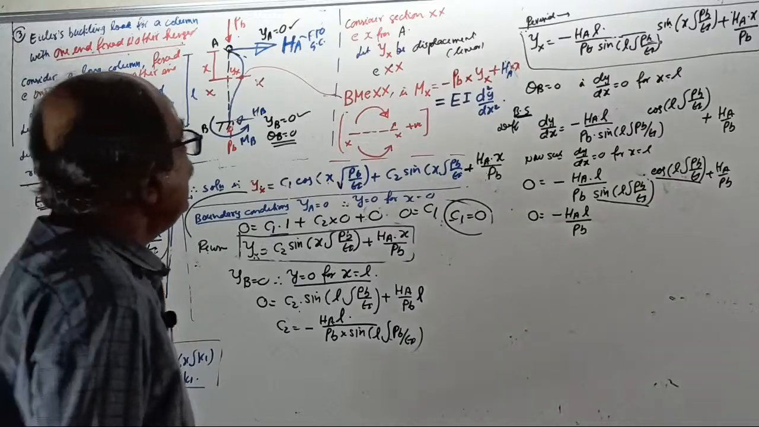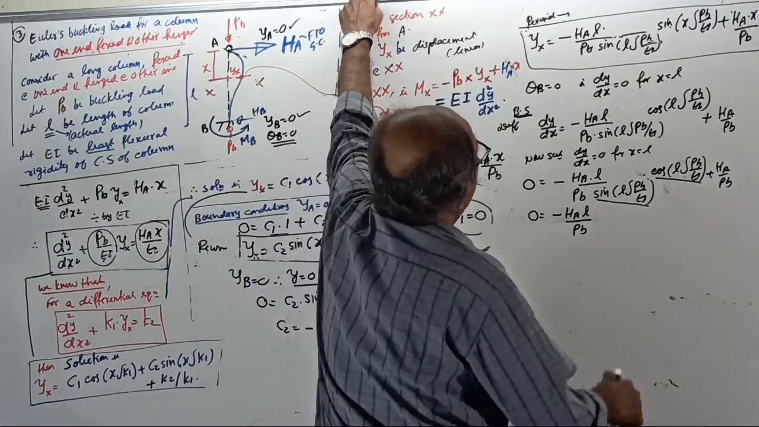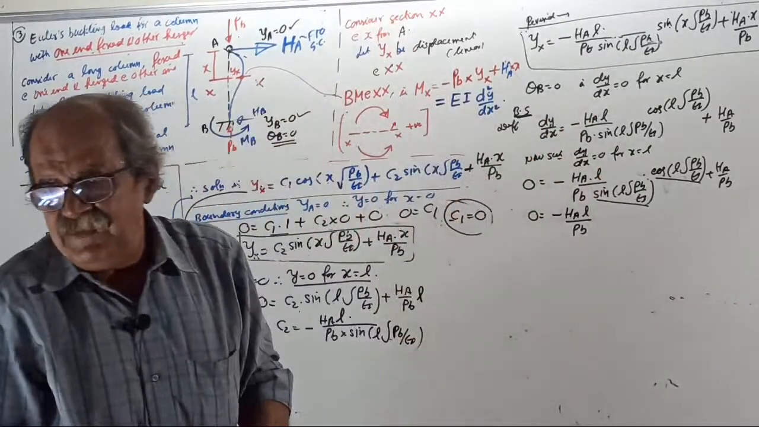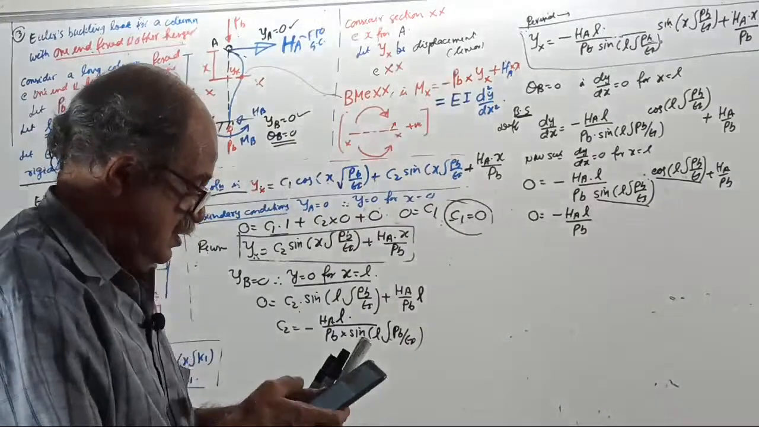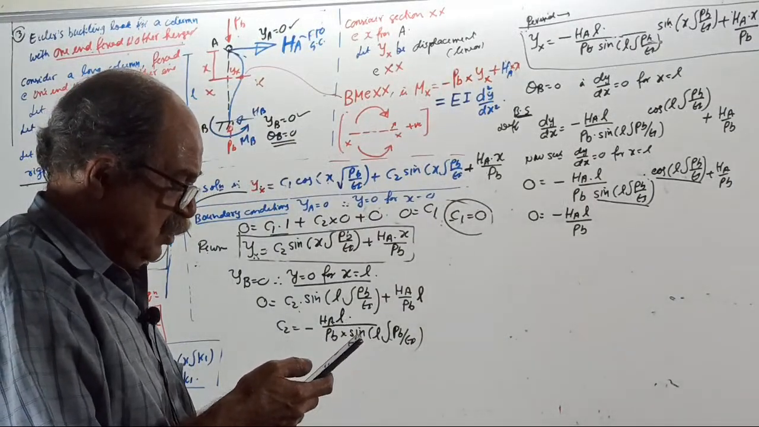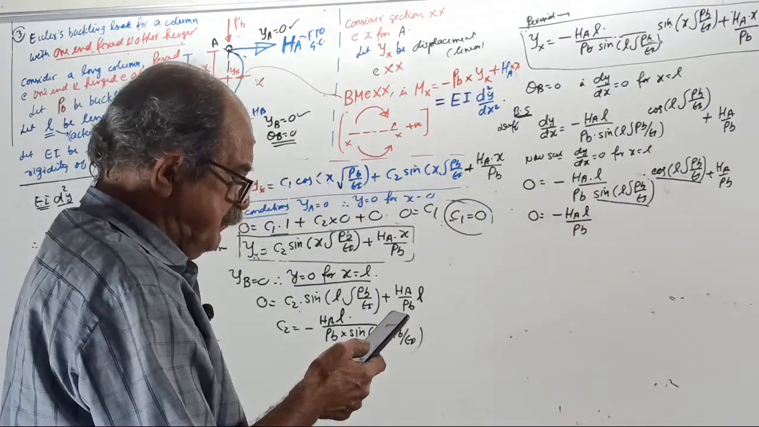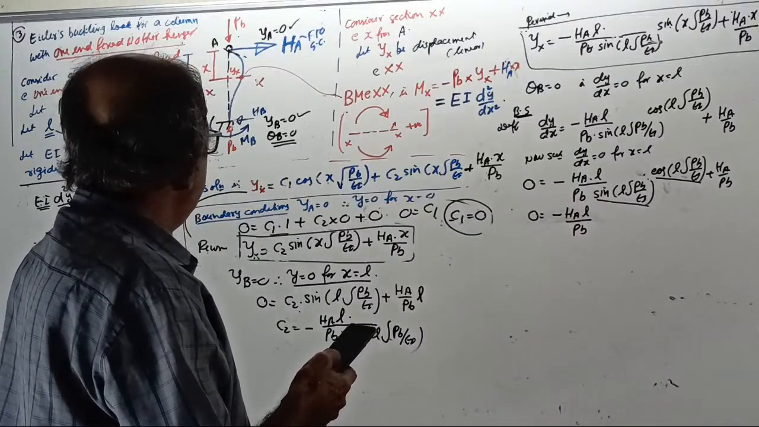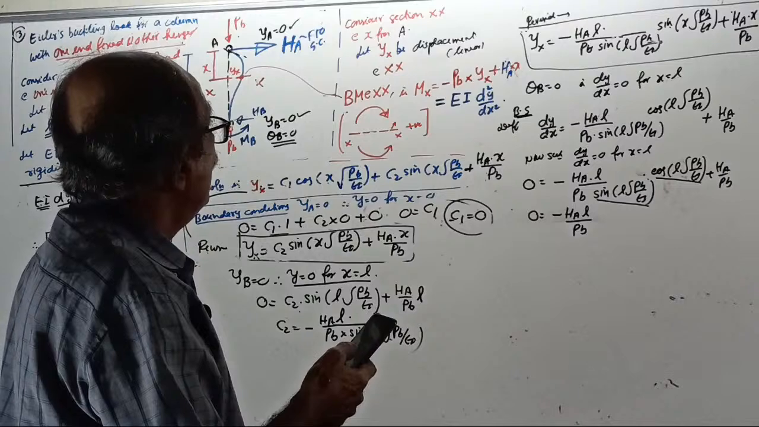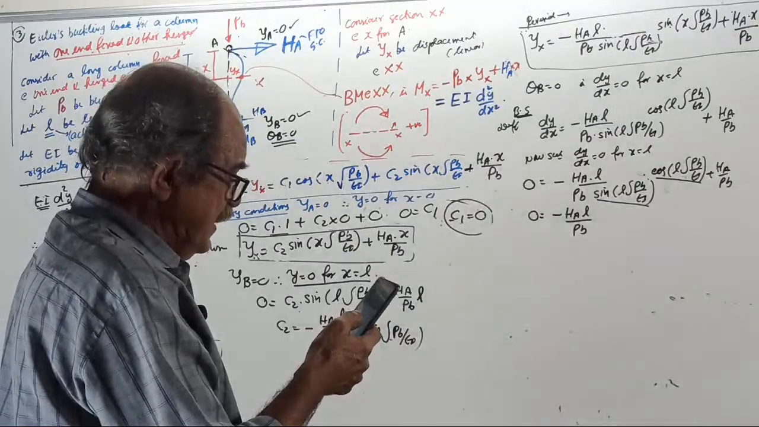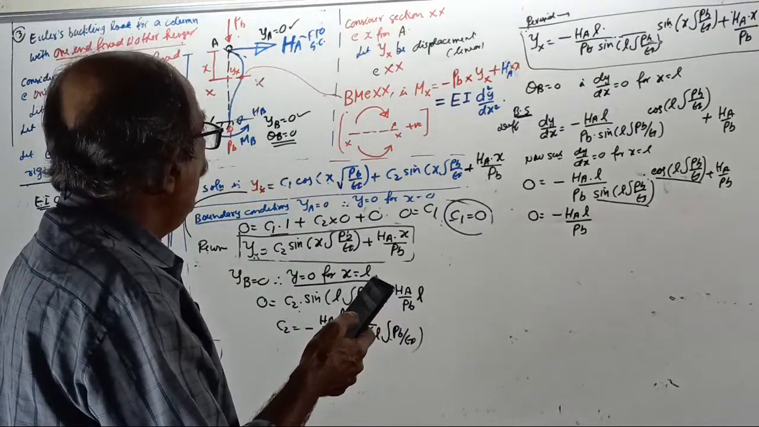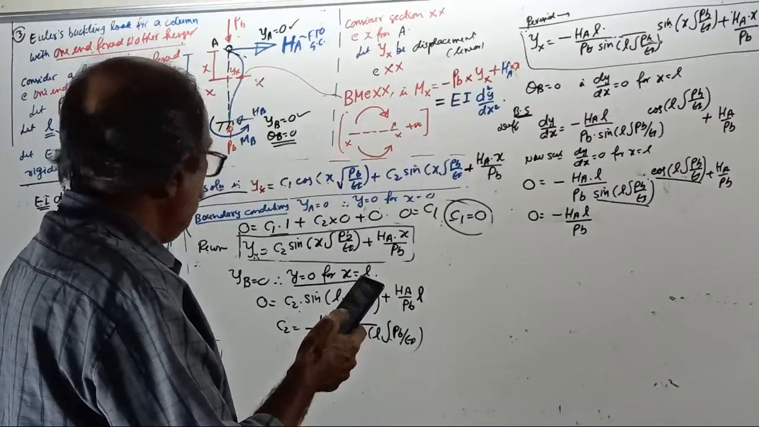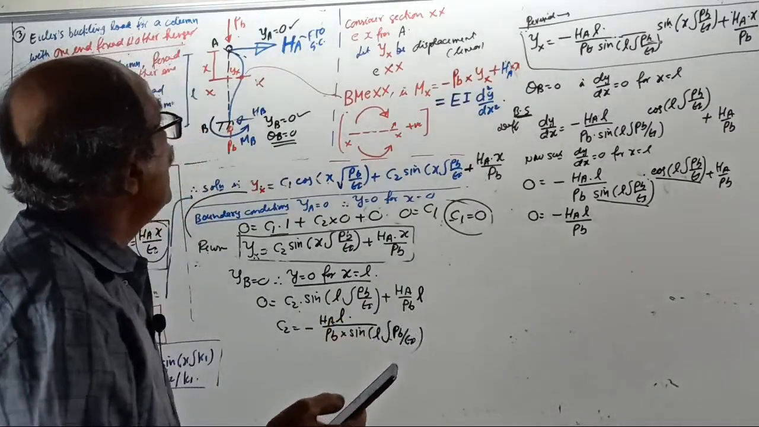Into root, what is missing? Tell me where it is missing. Into root of PB by EI. Where missing? Missing means a problem. First of all, tell me where it is missing. The dy by dx equation. I'll check once again.